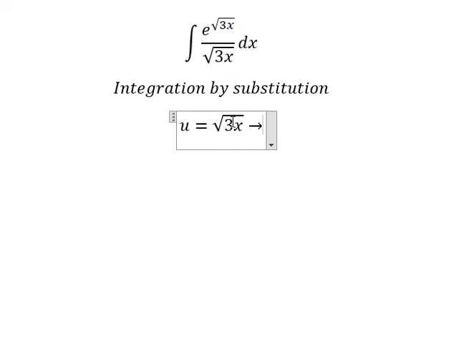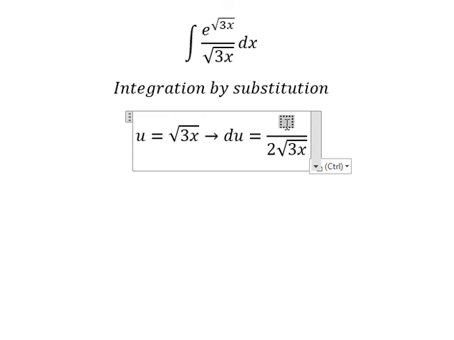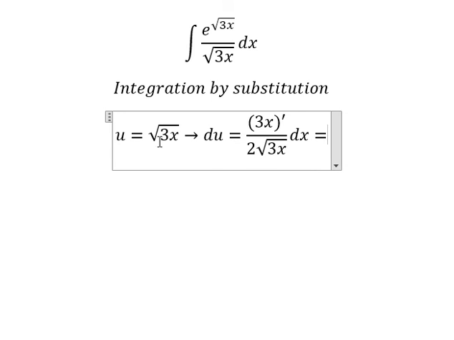So we need to do the first derivative for both sides. We will have the number 2 with the square root of 3x. Later, we do the first derivative of 3x. And the first derivative of 3x, you get the number 3.